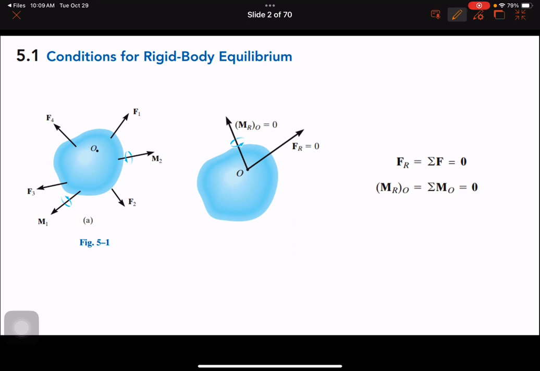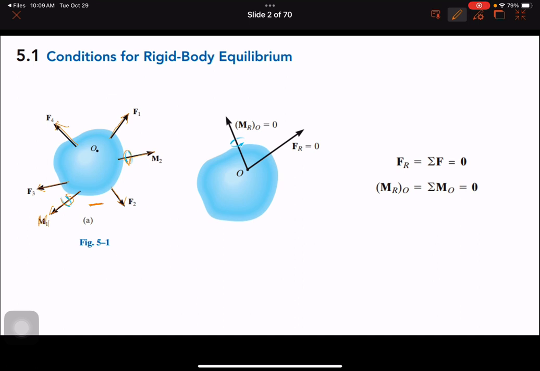So, suppose we have here a body, eto, at figure A, that is subjected to an external force and couple moment system. So we have here the external forces, F1, F2, F3, F4, and then meron tayong couples, no? So we have M2 and M1.